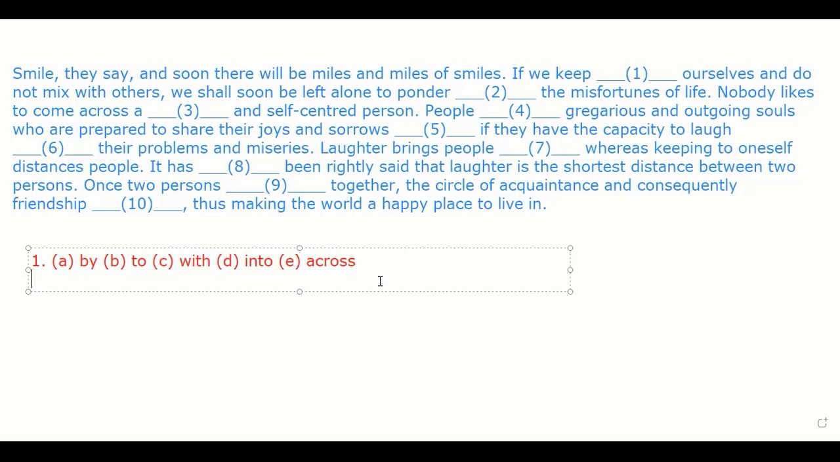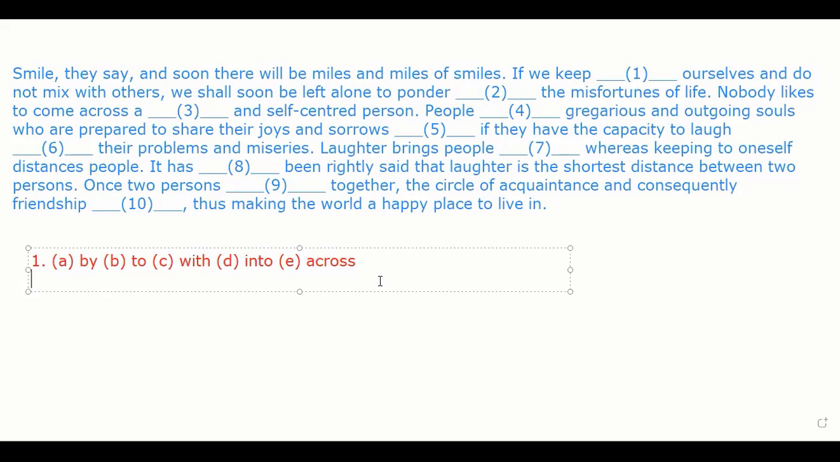What answer? This is a difficult one maybe to start with. If we keep something ourselves and do not mix with others, what will fit in the place of the blank? Moksha says B. If we keep to ourselves, okay. Moksha is saying keep to ourselves. What are the others? Abhinav says keep to ourselves. Devendra says across. If we keep across ourselves, okay.